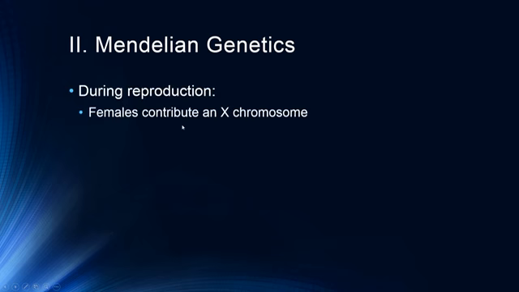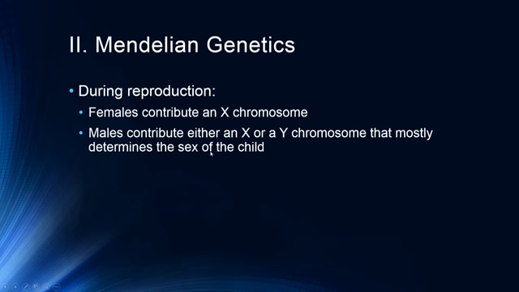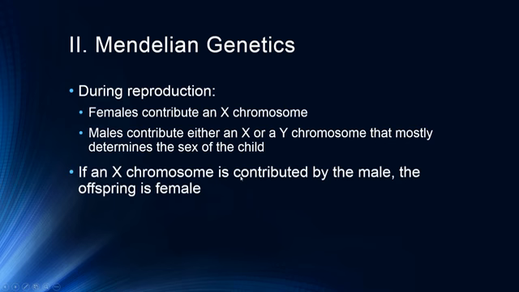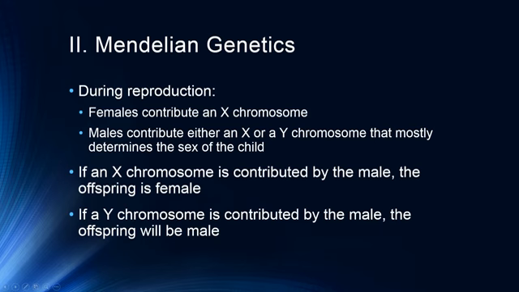So during reproduction, of course, females contribute an X chromosome, males contribute either an X or a Y chromosome, and this is what mostly determines the sex of the child. We'll take a closer look at that when we talk about sex here in a few weeks. If an X chromosome is contributed by the male, the offspring is generally female. And if a Y chromosome is contributed by the male, the offspring will generally be male. So sperm almost entirely determines the sex of offspring, because women have two X chromosomes and males have an X or a Y.